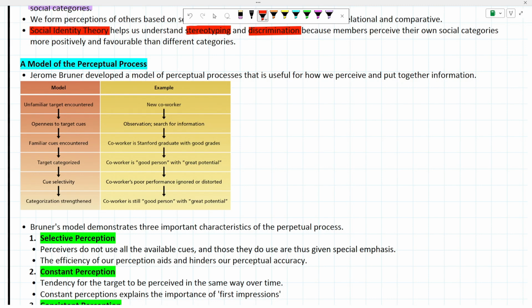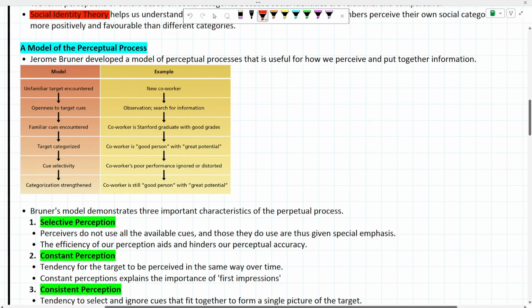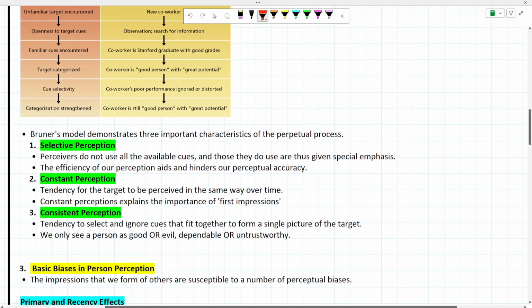Coworker's poor performance is ignored or distorted. Coworker is still a good person with great potential. So let me explain this a little bit more.